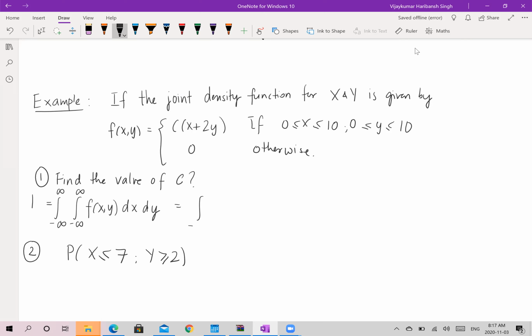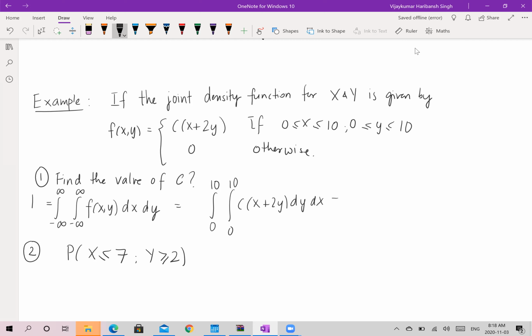So we get the integral from minus infinity to infinity, minus infinity to infinity, of f of xy dy. Now, note that your function is 0 outside this rectangle. So now I can restrict myself to this rectangle. So it's going to be 0 to 10, 0 to 10, c times x plus 2y dy dx. I chose y first because it's a rectangle. It wouldn't make a difference, and also there's no difficulty in computing the integral.